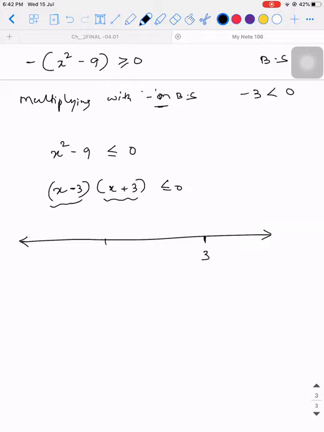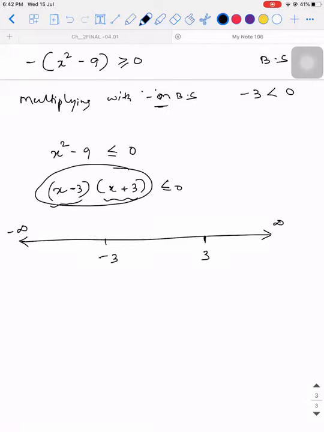X is equal to minus 3. Now I need to observe, from the real number system, from minus infinity to plus infinity, what are all the values of x I can substitute in this particular expression so that it is always less than or at the max equal to 0.